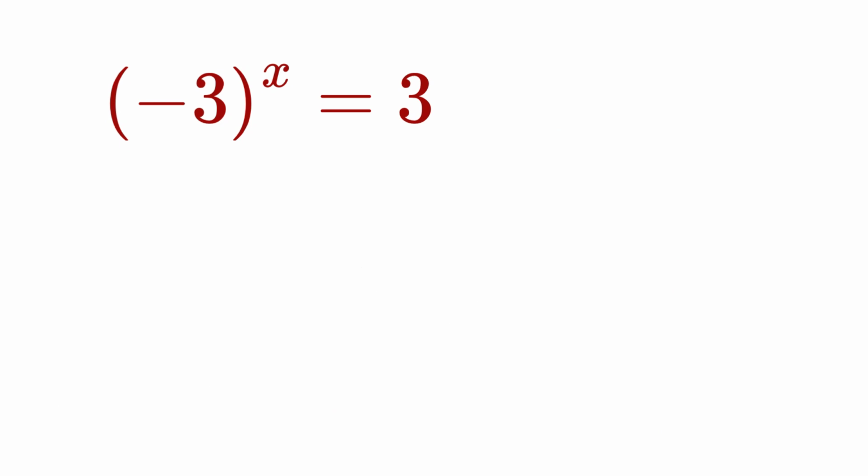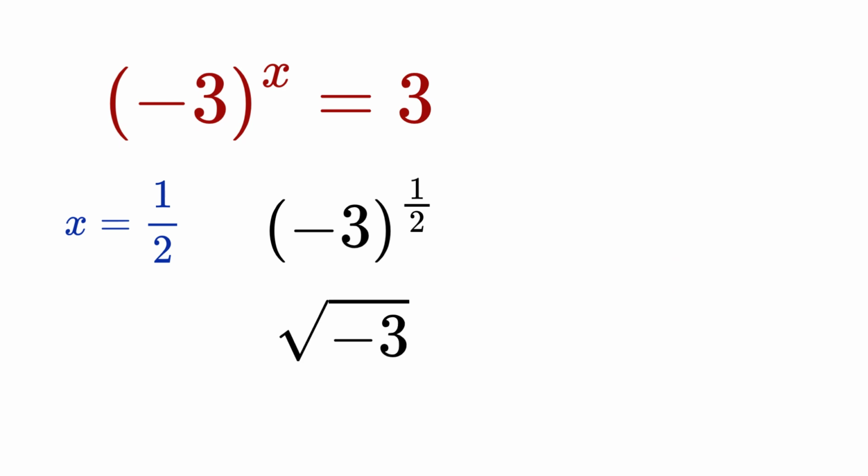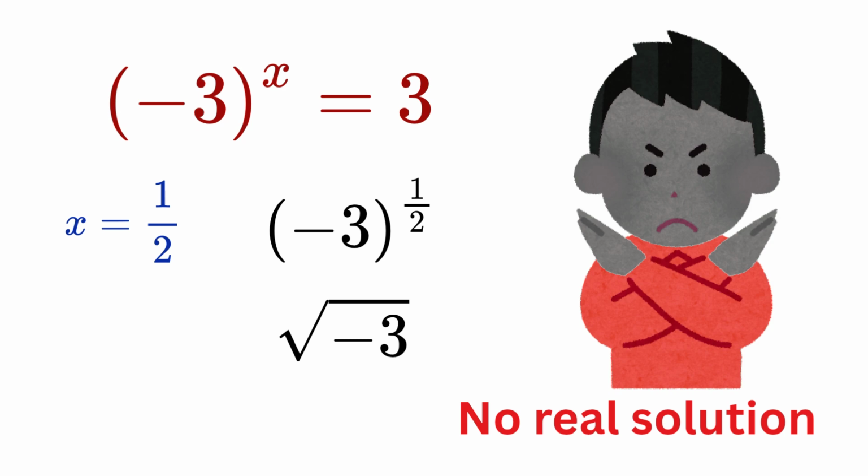So take x is equal to 1 by 2. So we get minus 3 whole power 1 by 2, which is square root of minus 3, which is a complex number. There is no real solution.